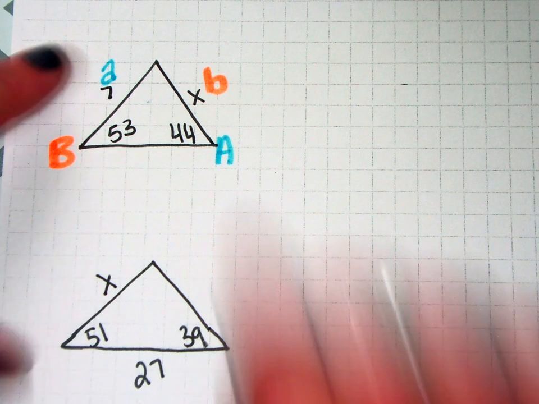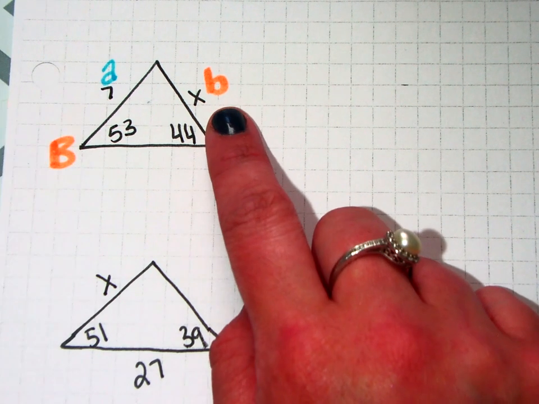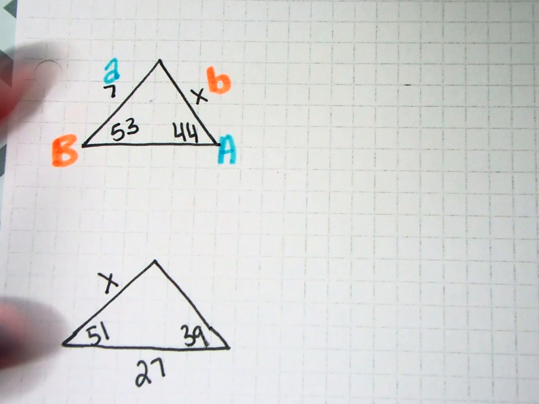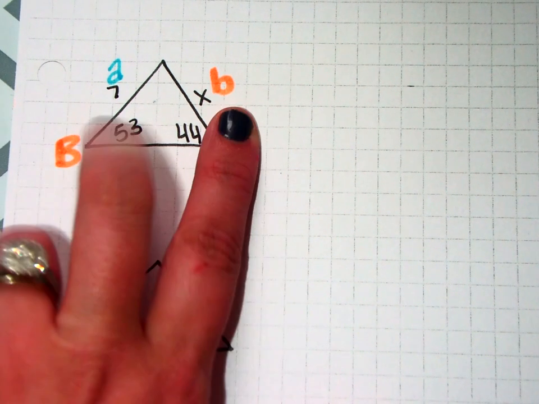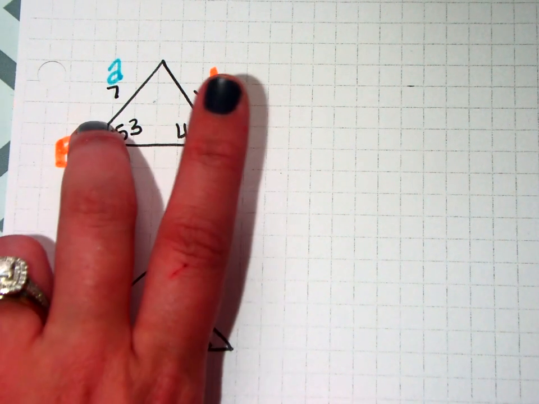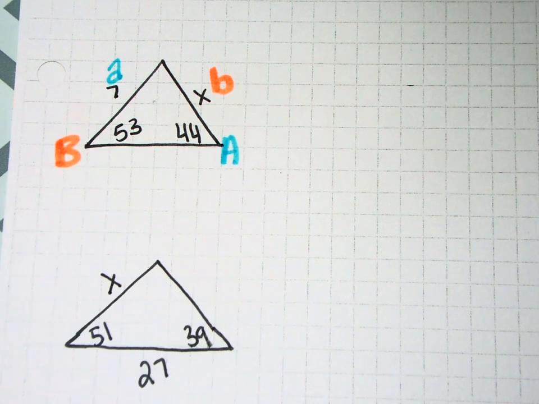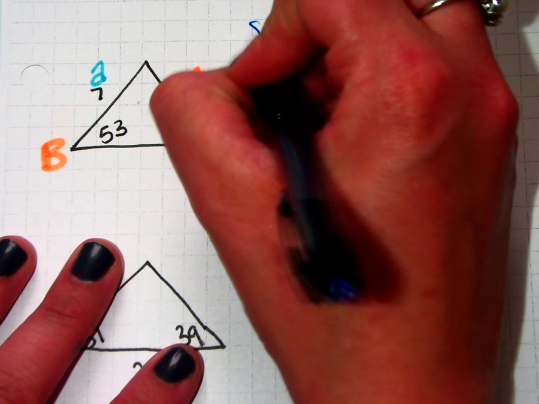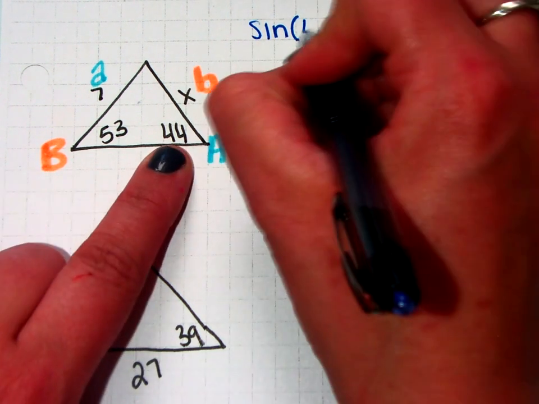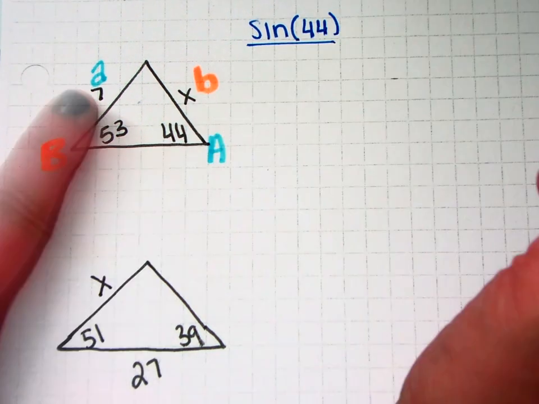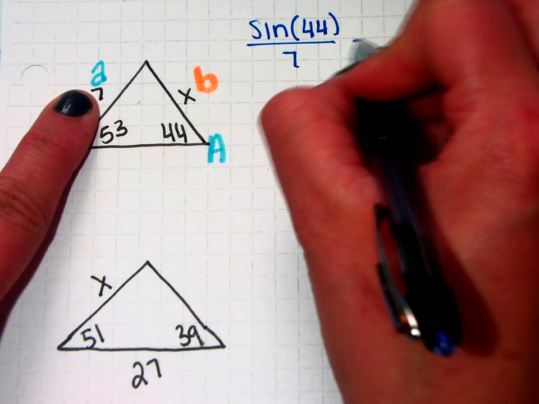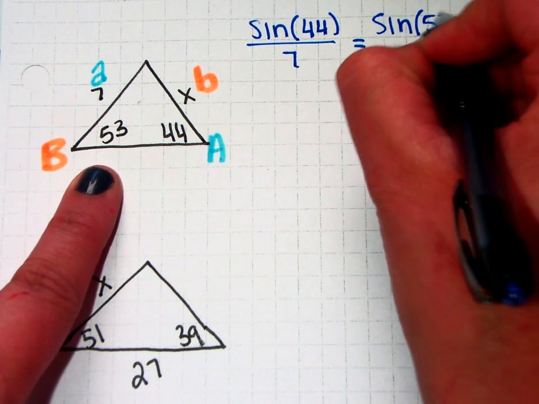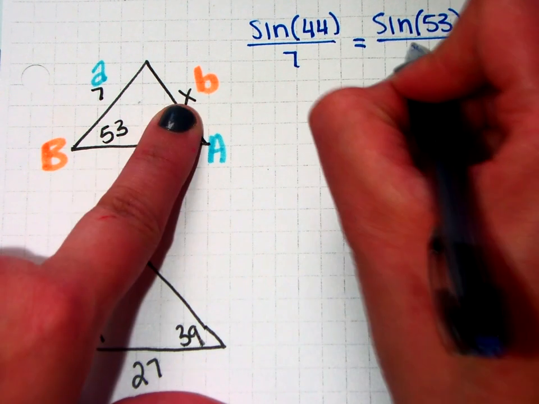As I can tell, I have doubles, so just like what we did with SOHCAHTOA, we're using the double rule again. So I've got A and 7, B and x. Doubles and doubles, that means I'm going to use angle B and angle A. So let's set up our first problem. This is going to read as sine of 44 over its opposite side, 7. And then we do the same thing on the other side: sine of 53 over its opposite side of x.